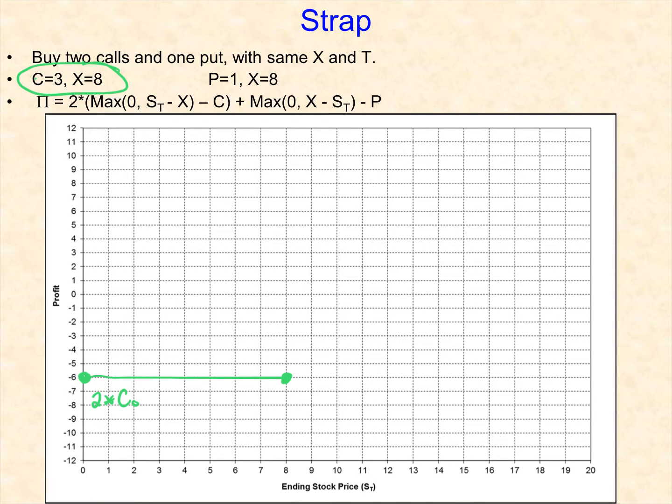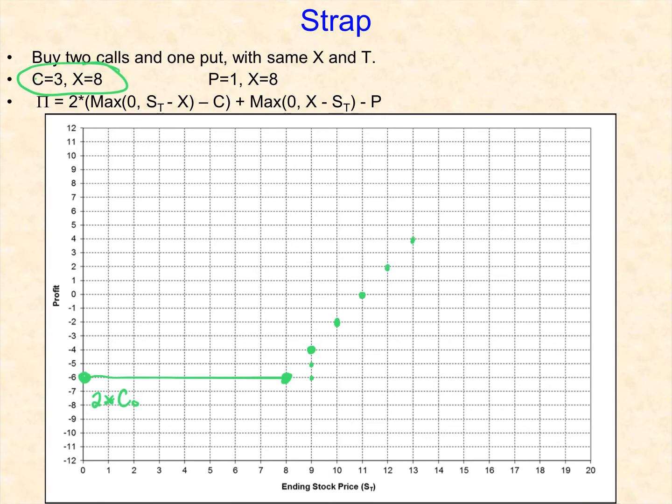Then the options go in the money when the stock price rises above 8. Again, we have to be careful here. If the stock price rises by $1, we make $1 on the first call and $1 on the second call. So we get $2 of profit for each $1 change in the stock price. The same happens again. If the stock price rises to 10, we have a $1 increase in the stock price, but a $2 increase in our profit because we have two of those call options.